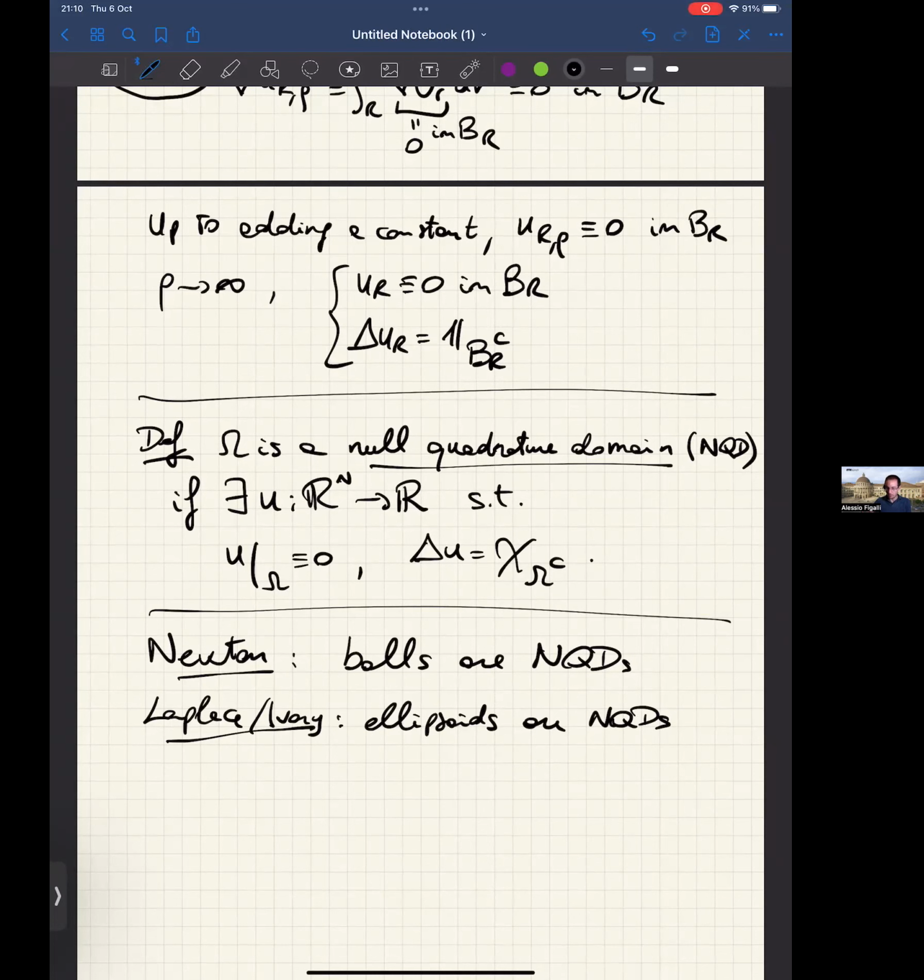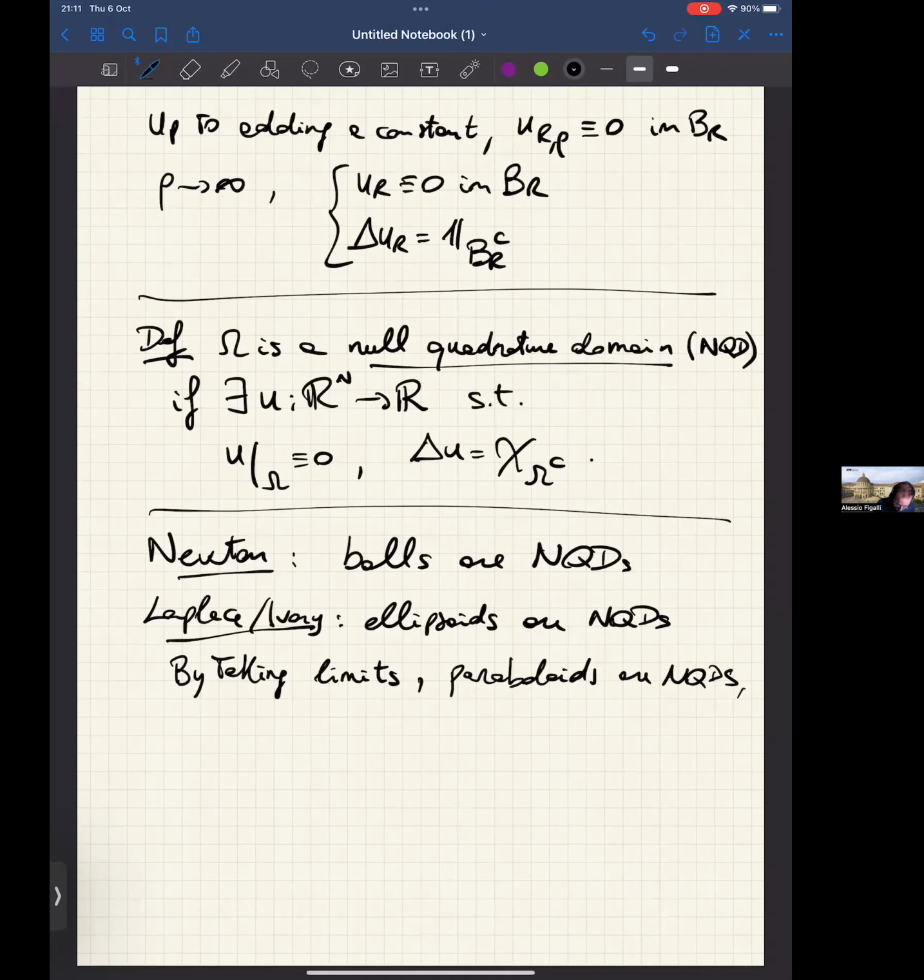So if you have a sequence of omegas which are null quadrature domains, the sequence of functions u related to omega will also have compactness properties, and then you can pass to limits. And so by taking limits, you discover that paraboloids are also NQDs, because paraboloids can be seen as limits of ellipsoids if you center them properly and then dilate them to infinity.